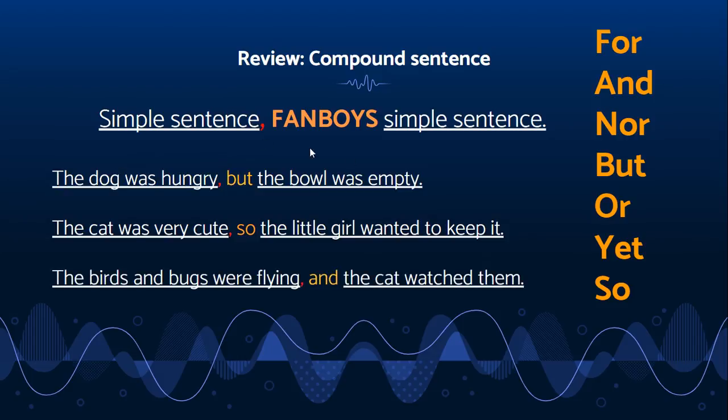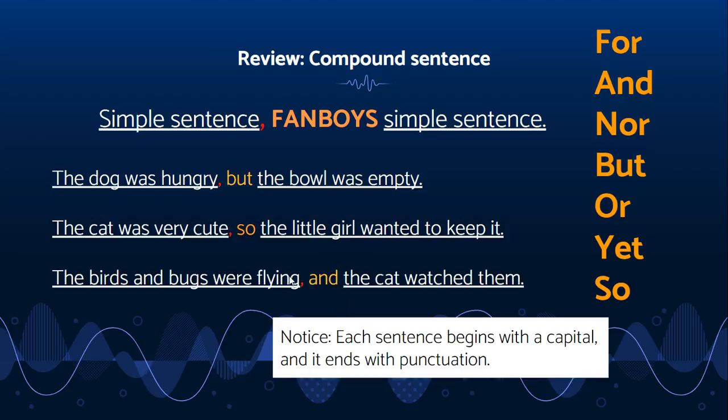The dog was hungry, but the bowl was empty. Those are both independent clauses connected with a comma but. The cat was very cute, so the little girl wanted to keep it. Each side can be a simple sentence, so it's an independent clause, and we're connecting them with the comma so. The birds and bugs were flying, and the cat watched them. Each side is an independent clause because it could be a simple sentence by itself, and we are connecting it with the comma and. So those are compound sentences.